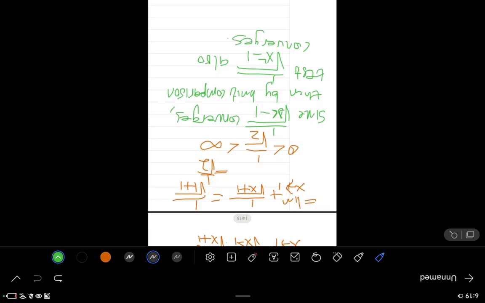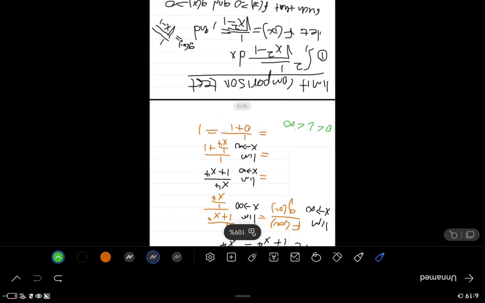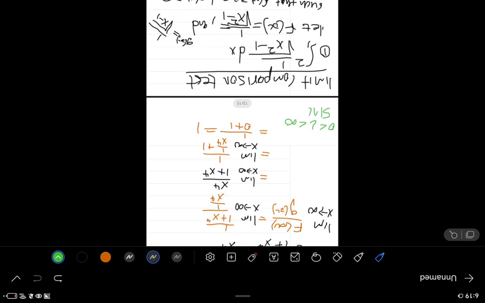You see, right? So I'm going to do the same thing here. I'm going to say since 1 over x to the 4 converges, and then 1 over x to the 4 plus 1 also converges by the limit comparison test. You see, right?